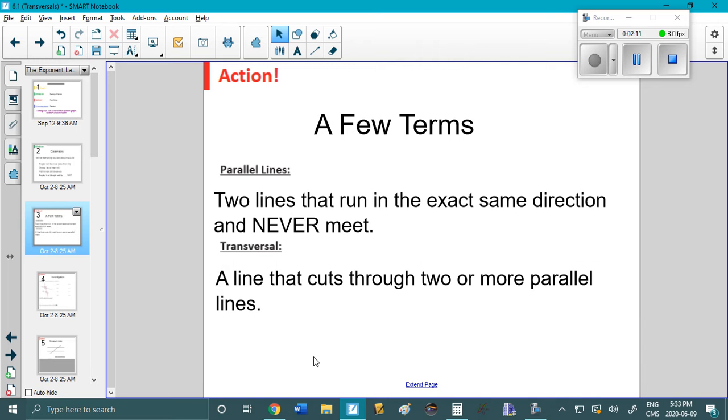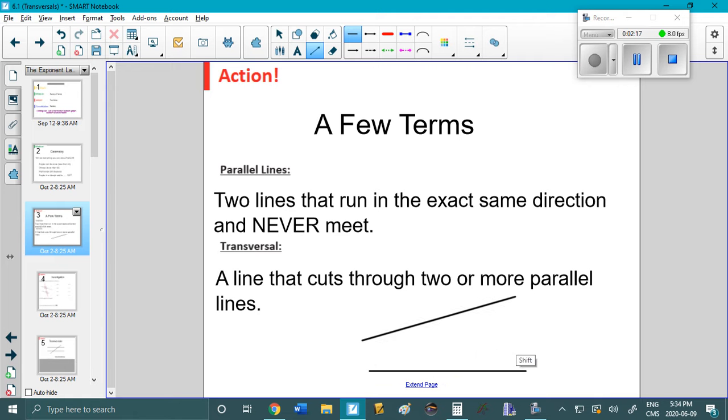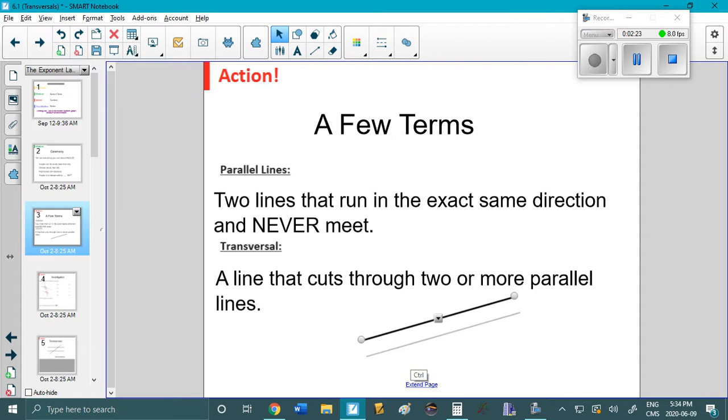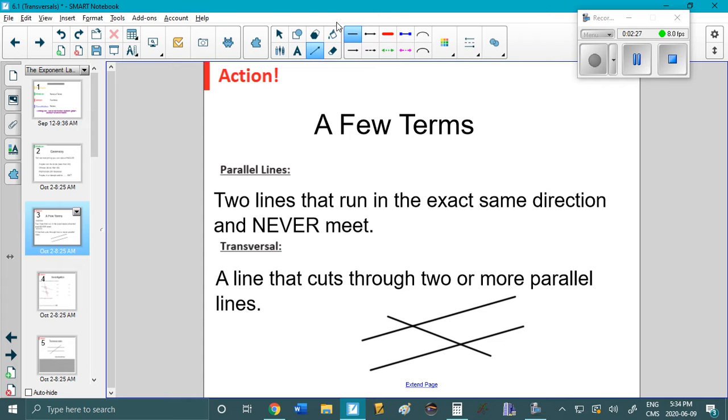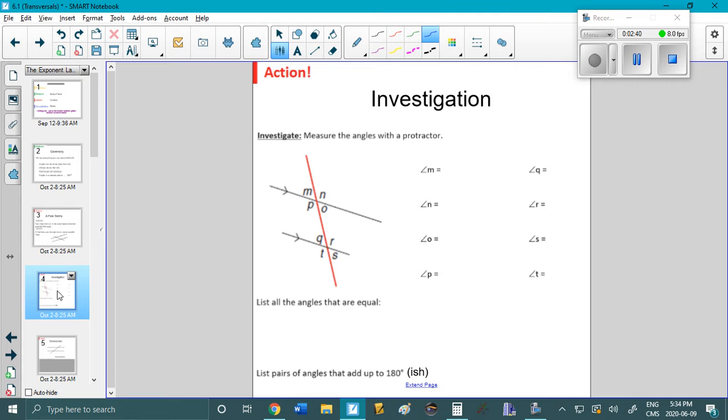So let me show you what this is. So we've got two parallel lines here, and a transversal. And we know that lines are parallel, even if they don't look it, if they have these arrows. And just because they look parallel, you can't assume they are unless they have these little arrows telling you they're in the same direction. So let's get into this.